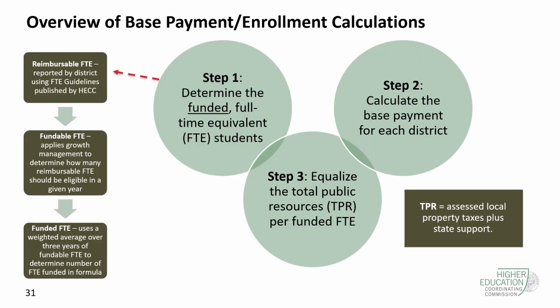So that covers the calculations for the student support and student success components. Those are the 2 new components that we're adding. Now I want to walk you through how we calculate the base payments and the enrollment distribution amounts.